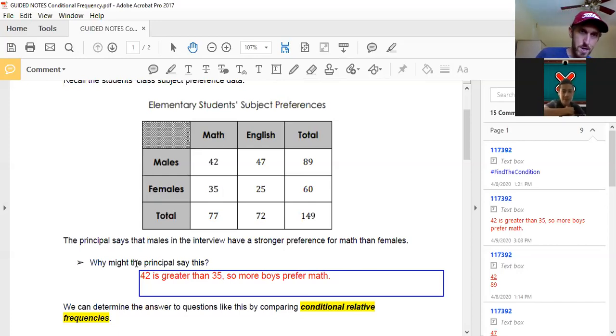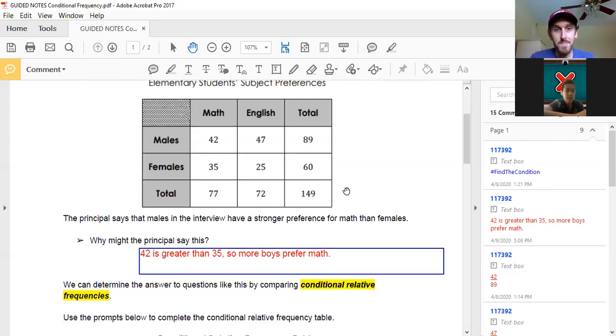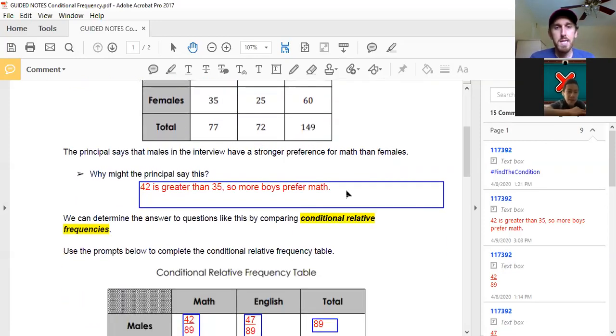I got 42 boys that prefer math and only 35 females prefer math. So boys like math, yay boys, right? And Mr. Yackel likes math, he's a math guy. But the fact is, because there were fewer girls being surveyed, more girls prefer math over boys, okay? And this is what we call conditional relative frequency, okay?